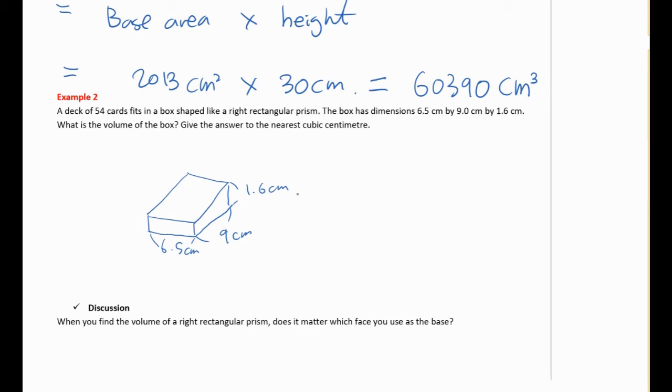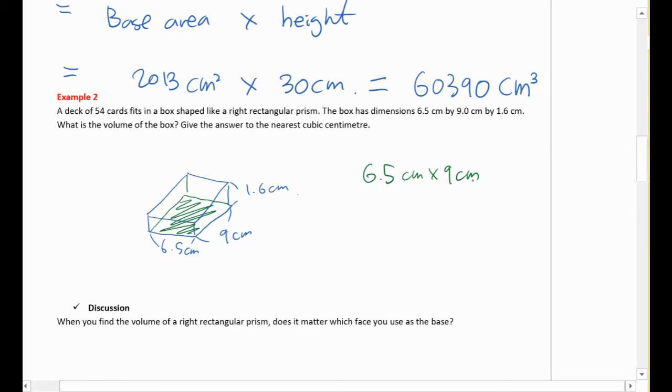So I want you to pause the video and think about how you can find the volume, alright? Okay, let's go over it together. First, we have to find the base area. So how do you find the base area? The base area is 6.5 centimeters times 9 centimeters. And then we have to multiply by the height. The height is 1.6 centimeters. So the volume is 6.5 centimeters times 9 centimeters times 1.6 centimeters.